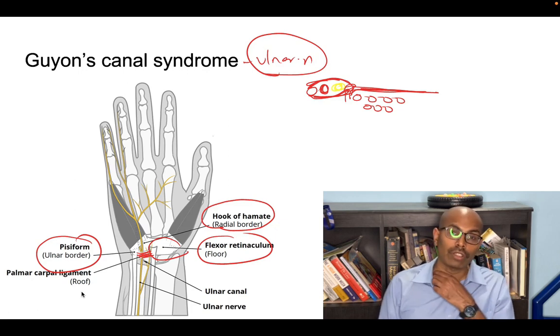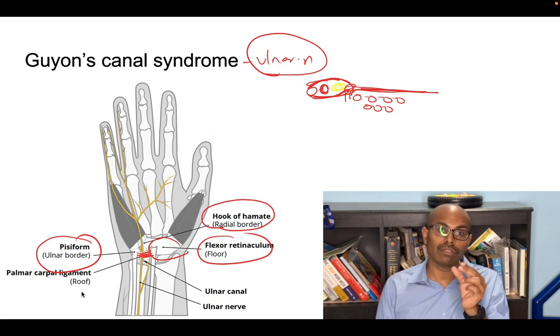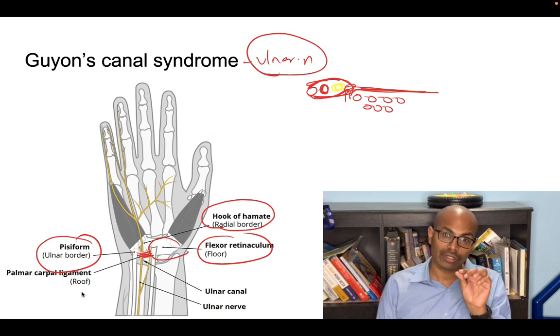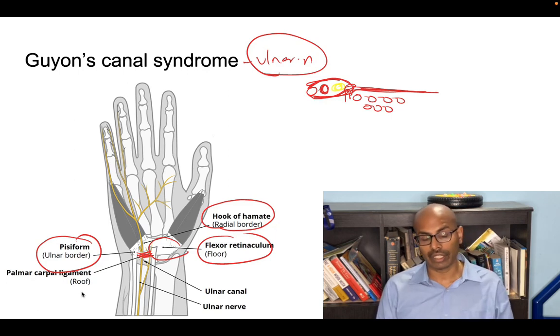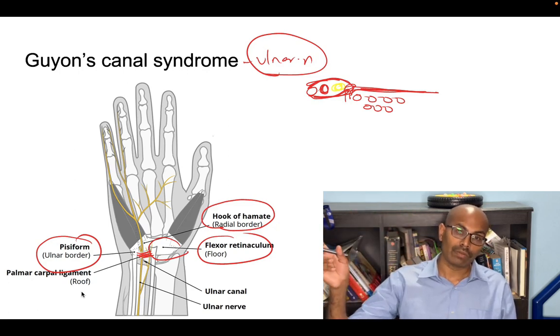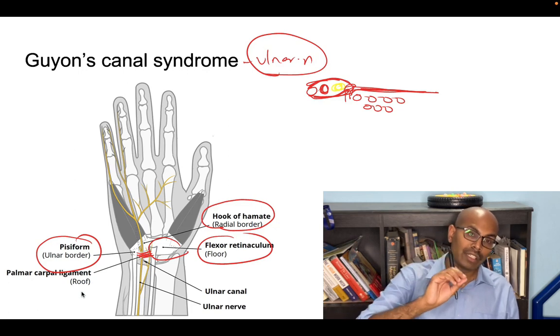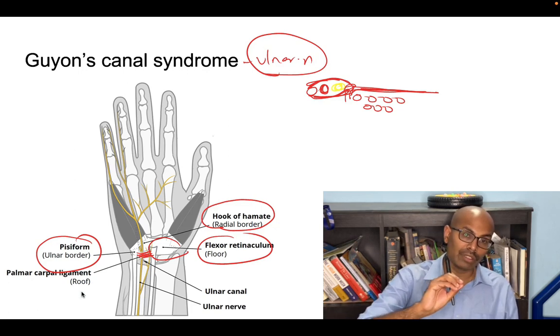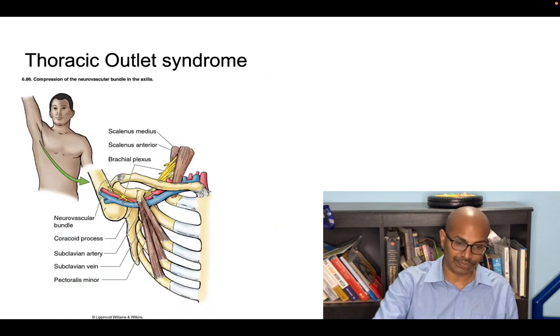What is the most common cause of Guyon's canal syndrome? There may be a cyst formation in the wrist joint which presses on the ulnar nerve and causes Guyon's canal syndrome. So cubital tunnel syndrome is at the level of the elbow because of the Osborn's fascia pressing on the ulnar nerve, whereas Guyon's canal syndrome is at the wrist because of compression of the ulnar nerve at the level of the wrist.